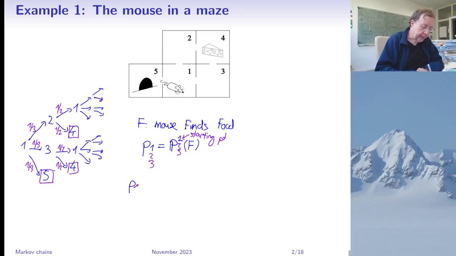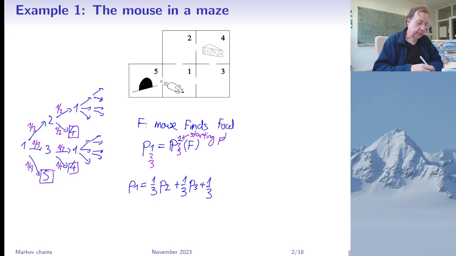And we can write the following kind of things. So P1, I can write by decomposing according to the next room the mouse is going to visit. So with probability 1/3, it is going to visit room number 2, and then it is going to find the food with probability P2. So actually I'm using here properties of conditional probabilities. Or with probability 1/3, it is going to room number 3, and then I put P3 here, and with probability 1/3, it goes to room number 5, but then it cannot find the food before being in the den.